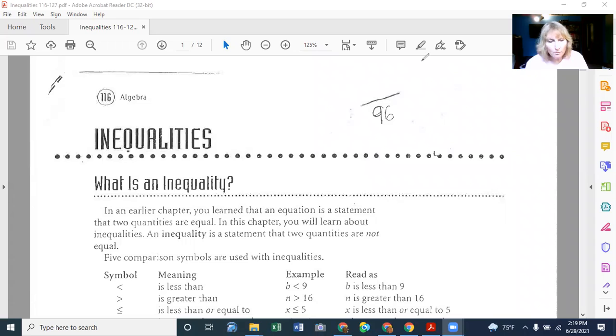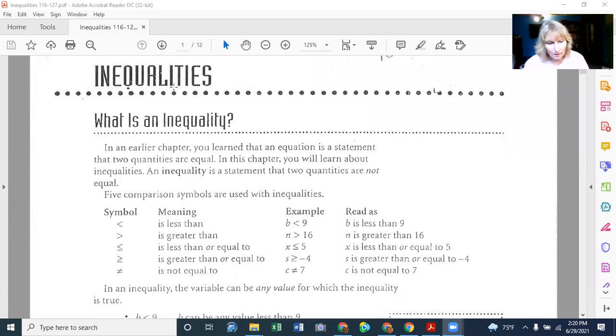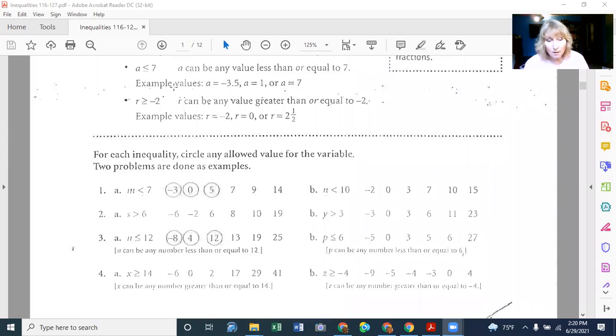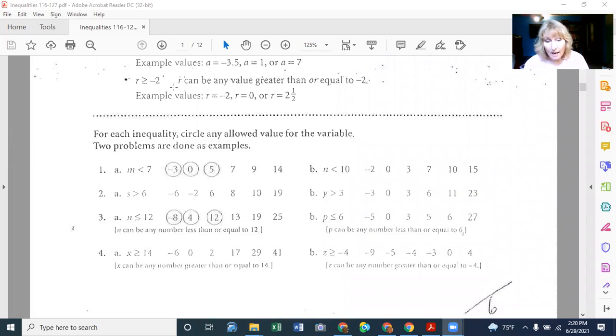Okay, so here we are talking about inequalities. This is page 116. I'm going to do some problems from different pages throughout the packet. So let's start with number 1. If we go all the way down to here, it says for each inequality, circle any allowed value for the variable. Two problems are done as examples.